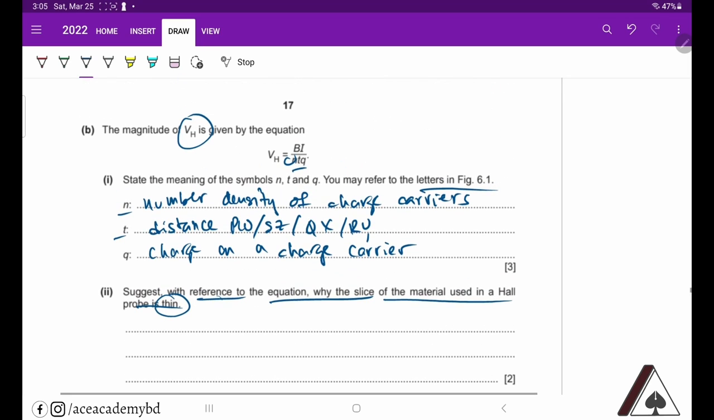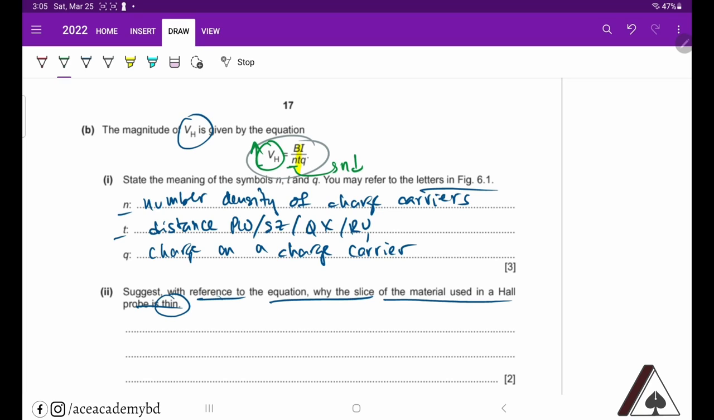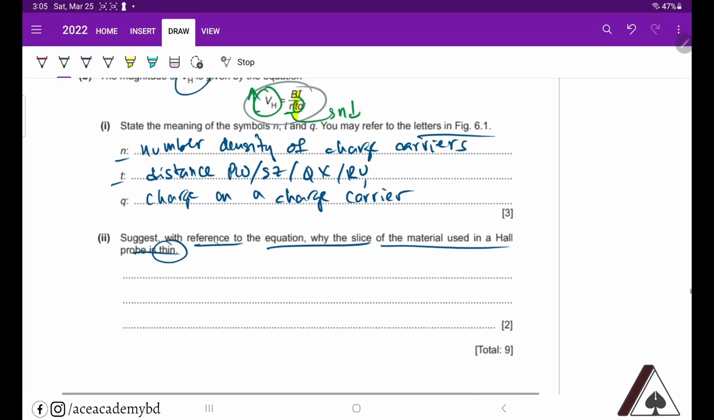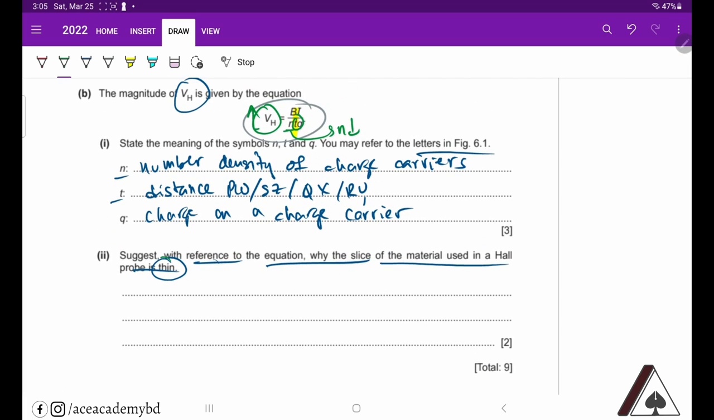Thin is directly related to T over here, so try to relate it to this equation. In many cases, they also ask why a semiconductor is used, because a semiconductor has a low value of n, so VH becomes high. Over here, they are referring to the thickness. This sometimes changes from year to year. Since it will be a thin material, the thickness T will be lower. So a smaller T means VH is large enough, and if VH is large enough, then we can measure it much more easily.